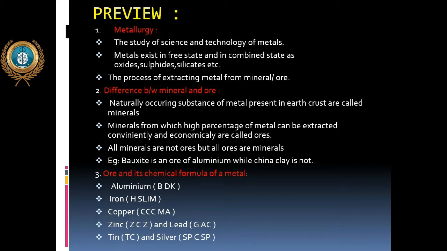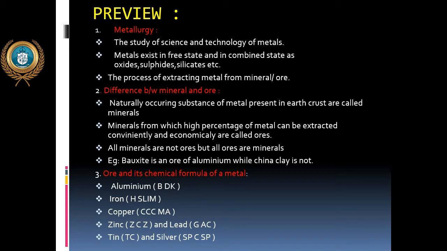Then copper. For copper, triple C Ma. First C is copper pyrite, then copper glance, then the next C, cuprite. M refers to malachite, A refers to azurite. And for zinc, the mnemonic technique is ZCZ. First Z refers to zinc blende or sphalerite, C for calamine, and the next Z is for zincite.